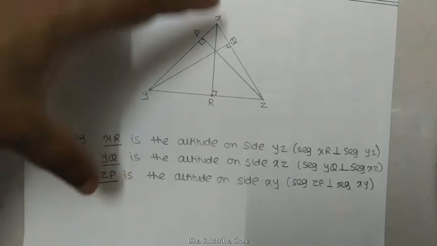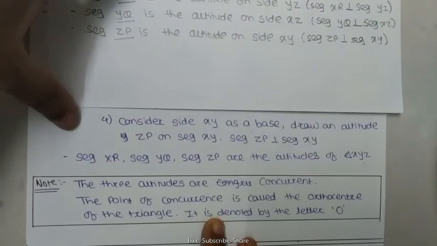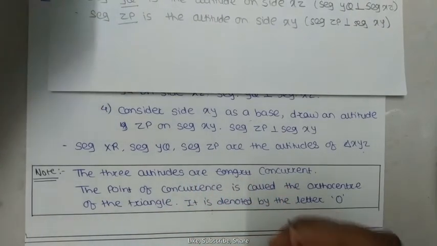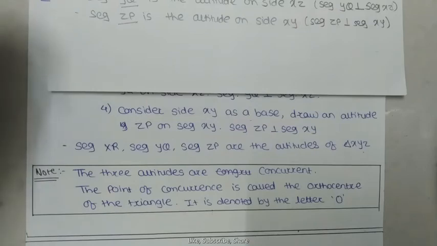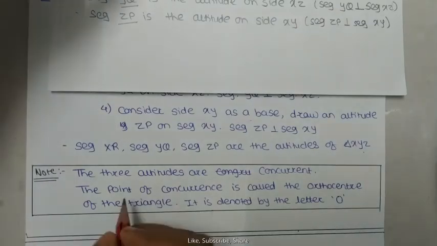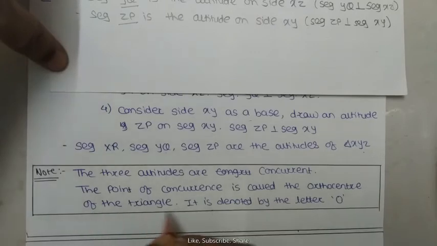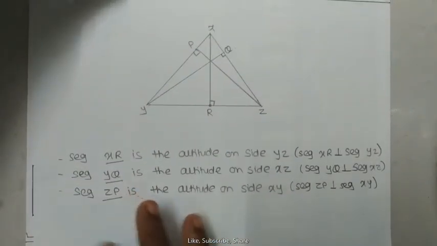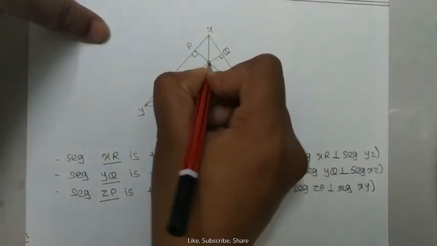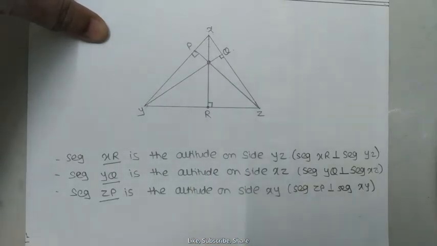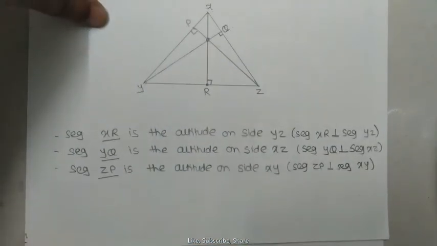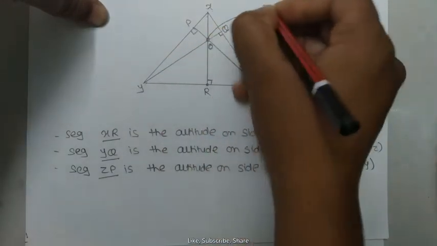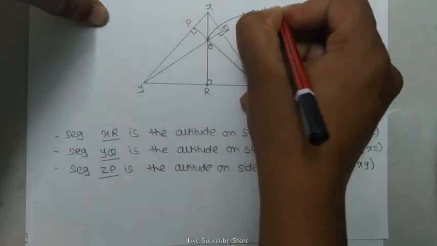Now the next concept, or one note, is that the three altitudes are concurrent. The point of concurrence is called the orthocenter of a triangle. It is denoted by the letter O. So this point is called the orthocenter, and it is denoted as O.